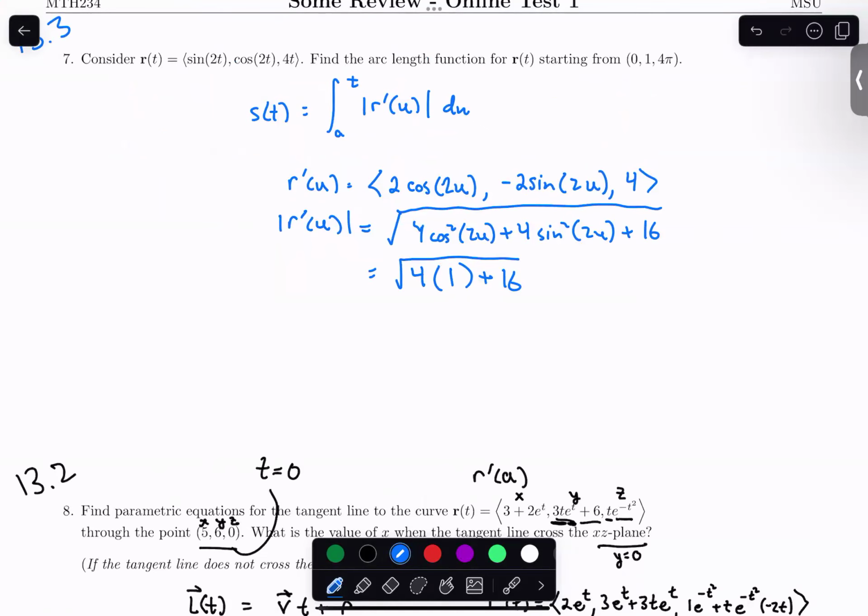So to get my arc length function, I need to integrate root 20 with respect to u, and then I'm going to plug in t as my variable, but I'm supposed to have some starting point, right? Some starting point here, and that should kind of correspond to this point up here. Oh, sorry, yeah, question.